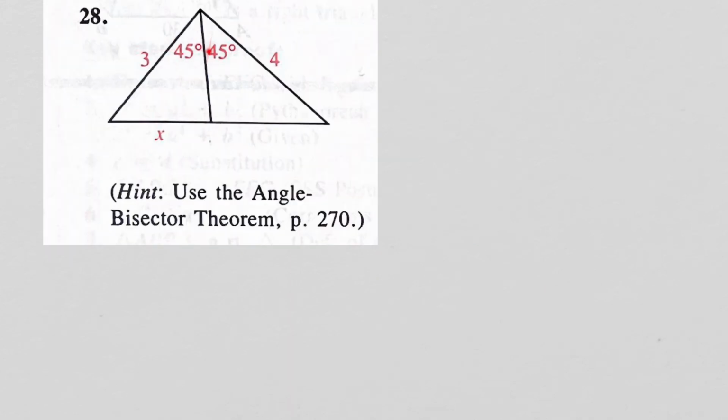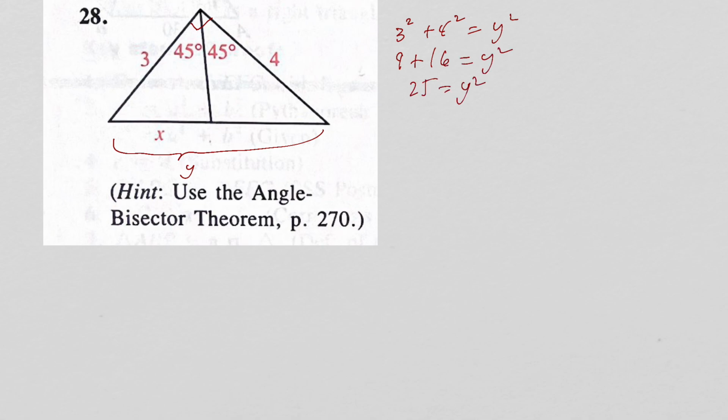Okay, first of all, if these are both 45s, then this adds up to 90. So this right here is a 90-degree angle. So if this is 3, this is 4, this entire side is 5. That's a 3, 4, 5 triangle. In other words, if you call this side y, that means that 3 squared plus 4 squared is equal to y squared. 9 plus 16 equals y squared. So y is equal to the square root of 25, which is 5.